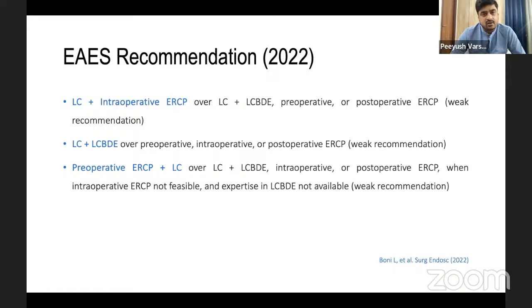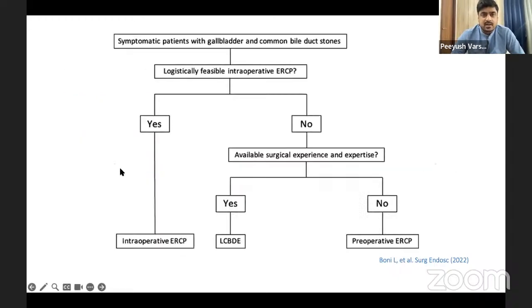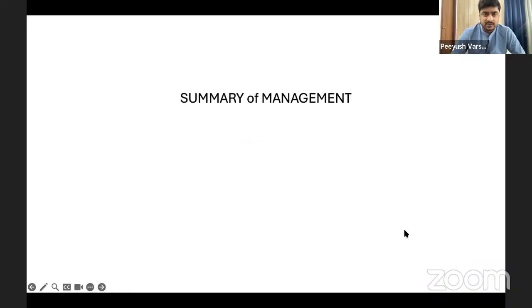So the various societies' recommendations are as recommended by these meta-analyses. First is to have intraoperative ERCP with laparoscopic chole over lap CBD exploration, while other approaches have weak recommendations. And so this is an algorithm: if there is a symptomatic patient with gallstone and CBD stone and intraoperative ERCP is feasible, then it should be preferred. If it is not feasible, then a laparoscopic CBD exploration should be done or a preoperative ERCP.